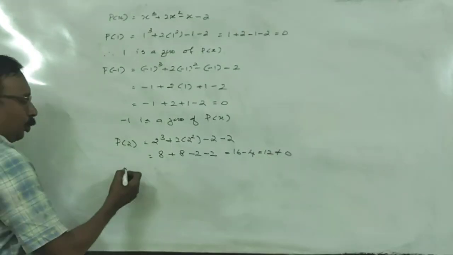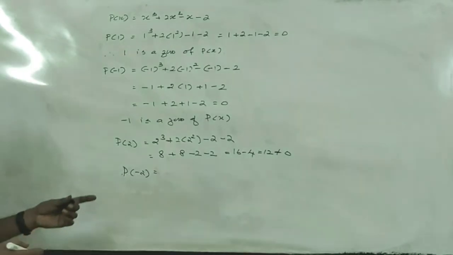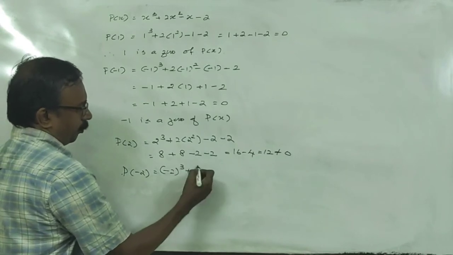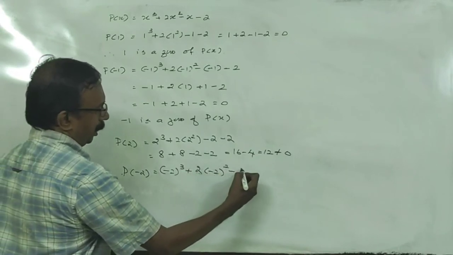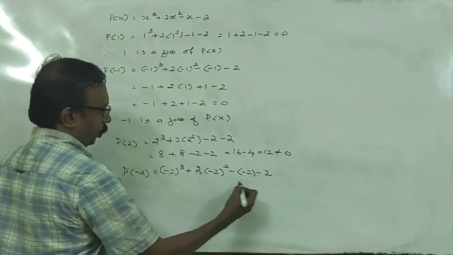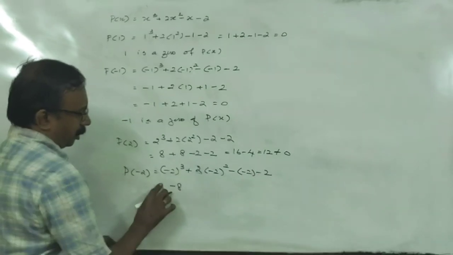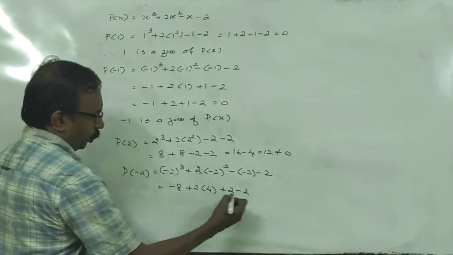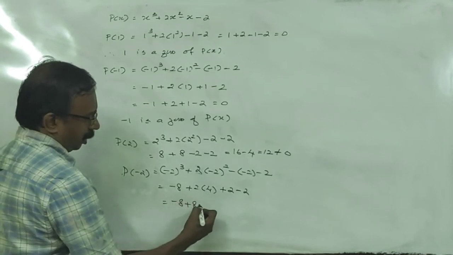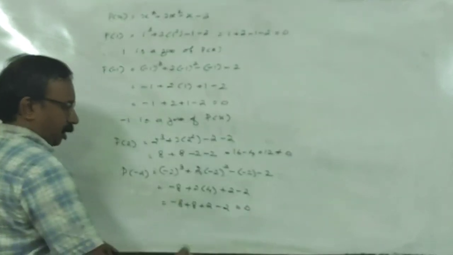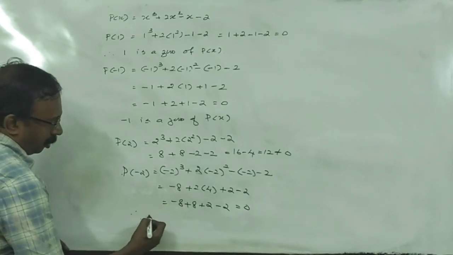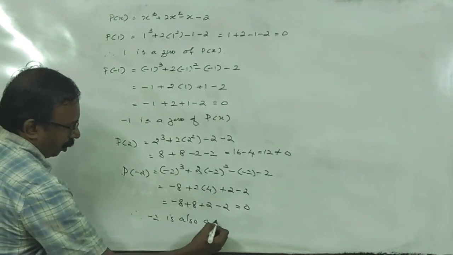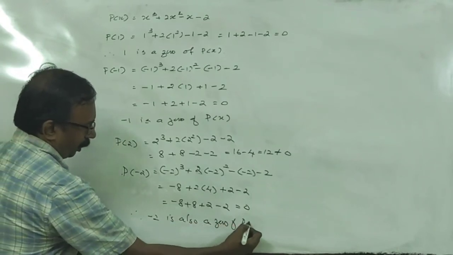Next, we are going to check p of minus 2. P of minus 2 is minus 2 the whole cube plus 2 into minus 2 the whole square minus minus 2 minus 2. So that is minus 8 plus 2 into 4 plus 2 minus 2, minus 8 plus 8 plus 2 minus 2, that is equal to 0. Therefore minus 2 is also a zero of p of x.